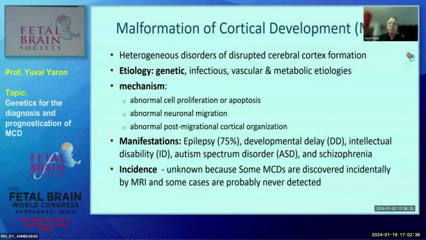Now, this is an oversimplified approach, but it's helpful to understand some of the mechanisms that cause this. The clinical manifestations are varied and may manifest as epilepsy in a high degree of cases, developmental delay, various levels of intellectual disabilities, autism spectrum disorders, schizophrenia, and more. The true incidence is unknown because some malformations of cortical development are discovered incidentally by MRI, and some cases are probably never detected. So even in familial cases, there's variable penetrance.